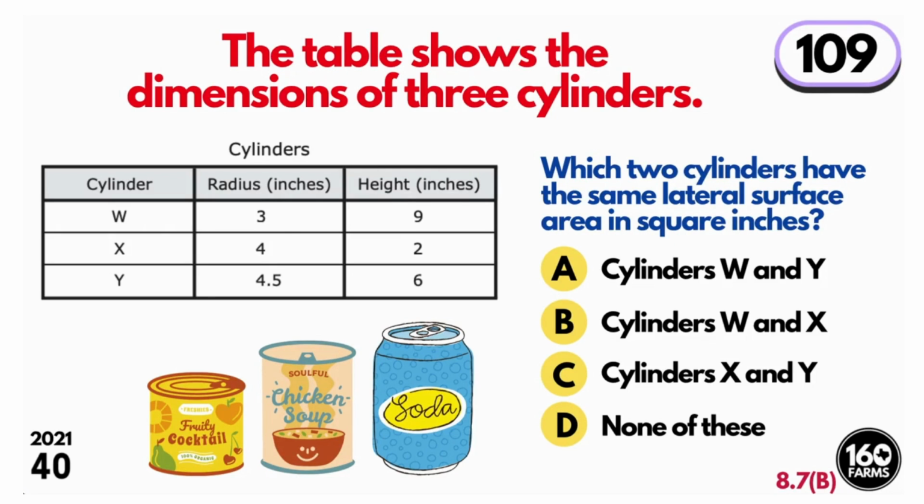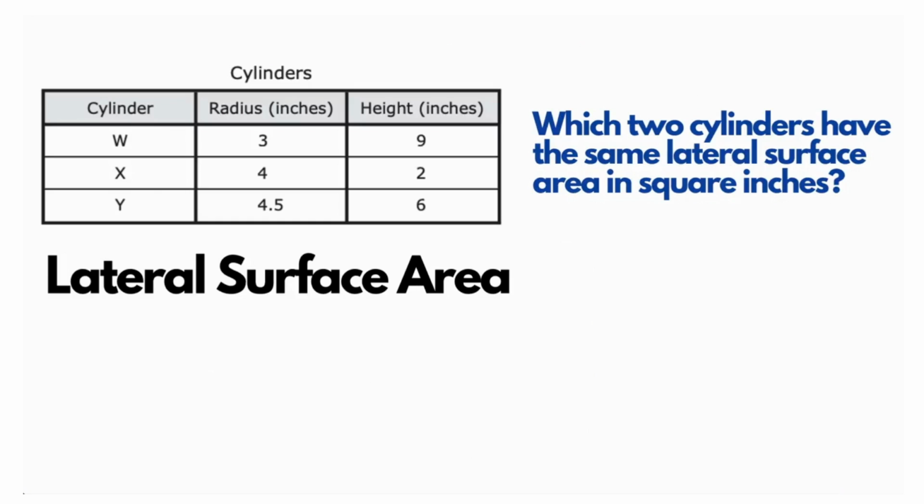Number 40, the table shows the dimensions of 3 cylinders. Which 2 cylinders have the same lateral surface area in square inches? So lateral surface area. So surface area is the area that covers the outside of a 3D shape, but lateral surface area is everything but the bases.